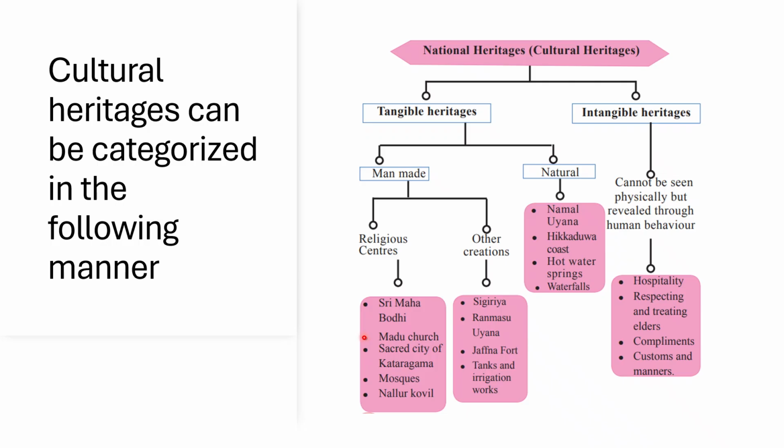Other creations, we have Sigiriya, Ranmasu Uyana, Jaffna Fort, tanks and irrigation works. I'm quite sure I keep saying this in this slide, but still, you might have at least seen one of these, right? And I think you understand what tangible and intangible mean now.